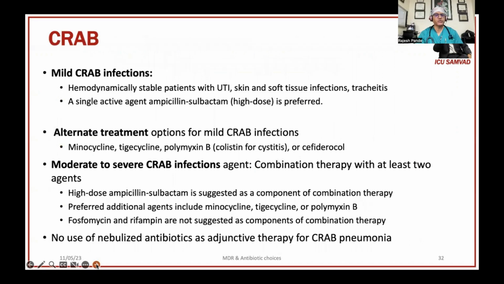Mild CRAB infections include hemodynamically stable patients with UTI, skin or soft tissue infections, or tracheitis. Here, a single agent, ampicillin-sulbactam in high dose, is preferred. Alternate options for mild CRAB infections include minocycline, tigecycline, polymyxin B, or if it is only cystitis, colistin or cefiderocol. However, for moderate to severe CRAB infections, combination therapy with at least 2 agents. So the suggestion in the US is high-dose ampicillin-sulbactam as a component of this combination therapy. Preferred additional agents may include minocycline, tigecycline, or polymyxin B. Fosfomycin and rifampicin are not suggested as components of combination therapy. IDSA does not recommend use of nebulized antibiotic as adjunct therapy for CRAB pneumonia.